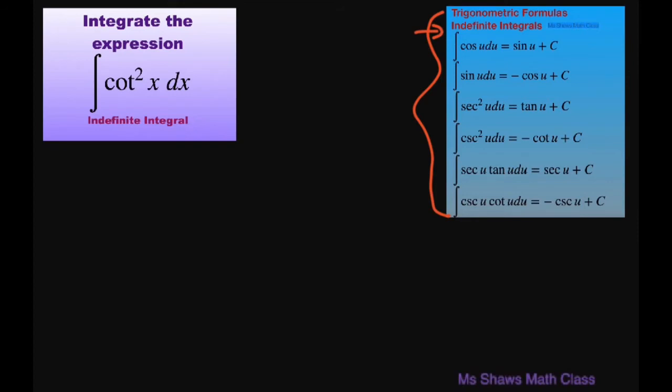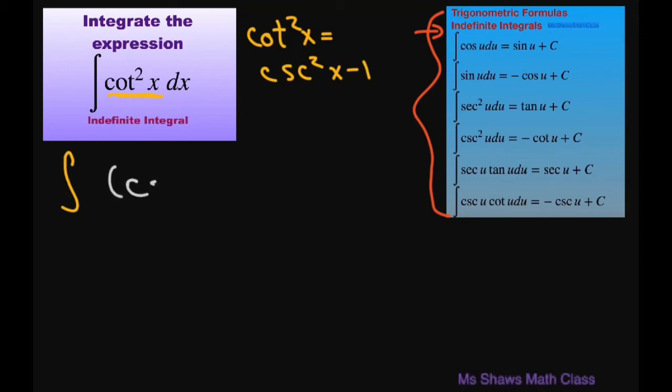But for this one, what I would do is I would use your Pythagorean identity first to simplify this, because we don't have a cotan squared. But I do know that cotan squared of x equals cosecant squared of x minus 1 from our pre-cal days. So I can just rewrite this as cosecant squared of x minus 1. So that's using your Pythagorean identities and dx.